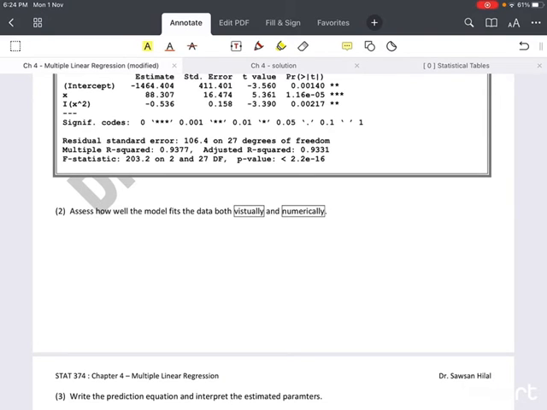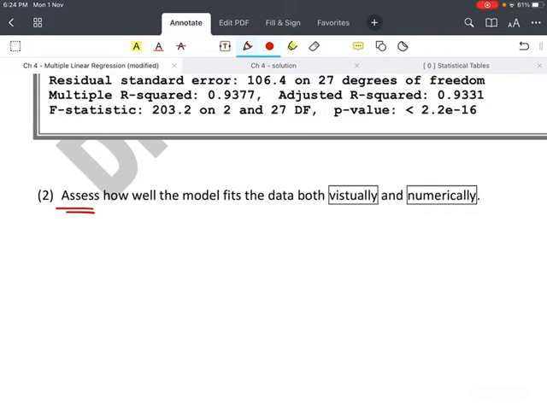Assess, what does that mean? Assess, قيم. How well does the model fit? Okay, the model fits, يعني بتشيك هل الموديل fits the data well or not. Okay, يعني the model is good or bad. But they need me to assess visually and numerically. اوكي فيبون visually يعني من الرسم، numerically من شنو؟ من الأرقام. So how will you do this?